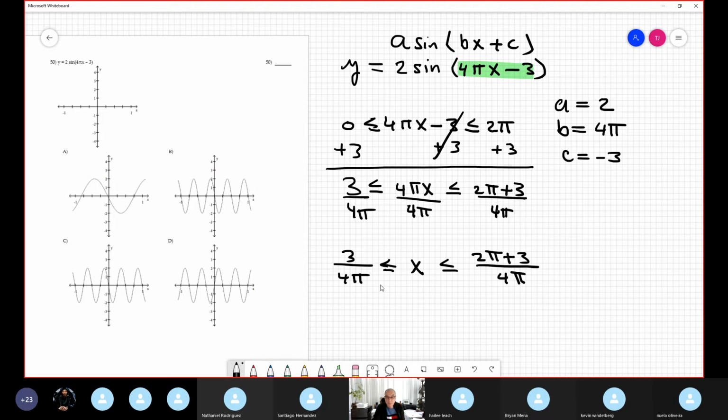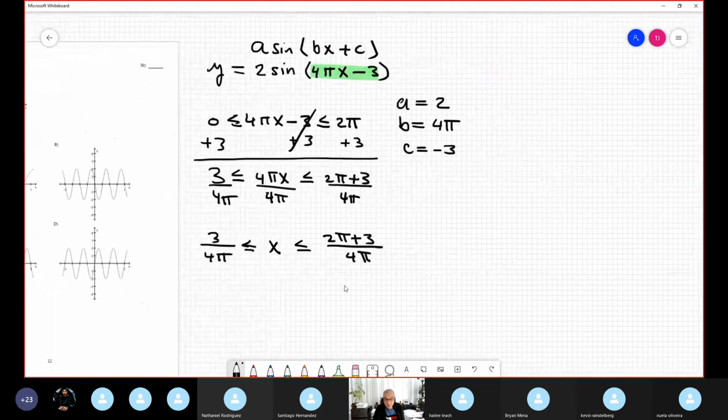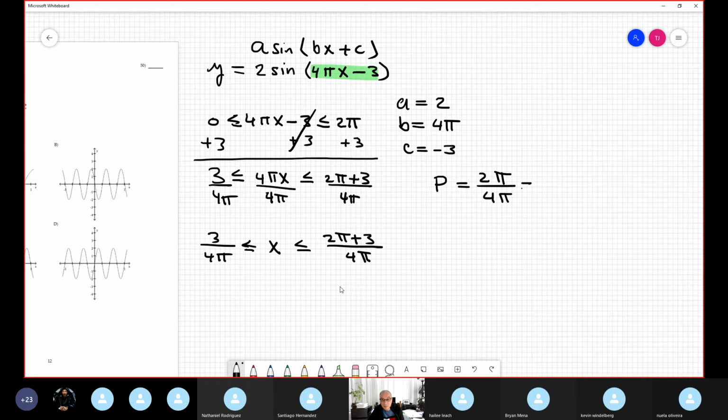And for a moment, stop. I forgot to say the period. What about the period? The period P is equal to pi, because it's sine, divided by b, which is 4 pi. Well, it's 1/2. The period is 1/2. And the subinterval width is the period divided by 4, which is 1/8. So what is the idea?